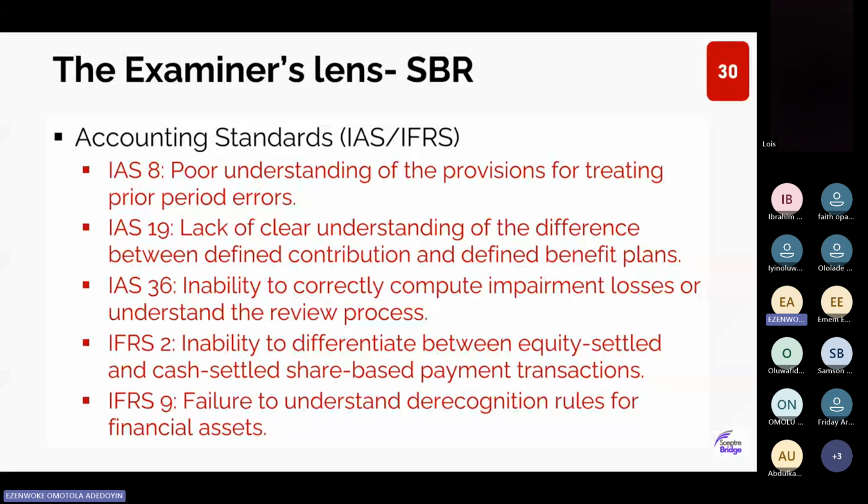Okay. So they also mentioned the following standards, how candidates are not able to understand them and their provisions, for instance when you're treating a prior period error. Remember, that's something under IAS 8. How do you treat that? IAS 19, defined benefit plan, IAS 36, impairment of assets, IFRS 2, share-based payments, failure to understand the recognition rules. So they're saying people don't really understand these standards, right? So please, we're going to be paying attention to all of these standards and how they apply.